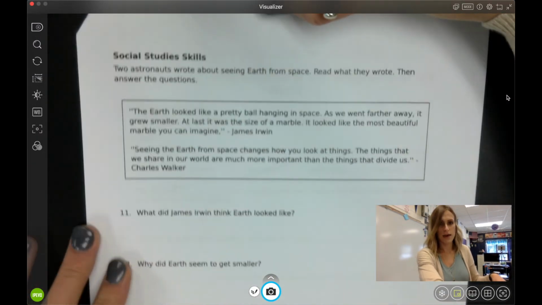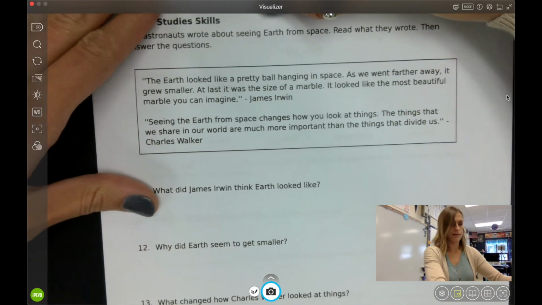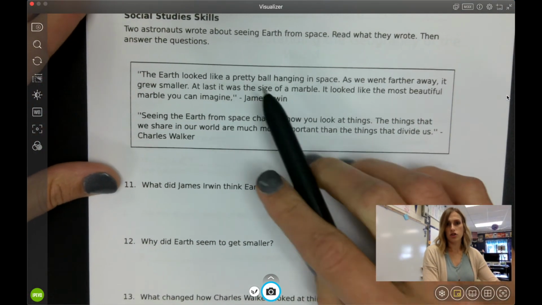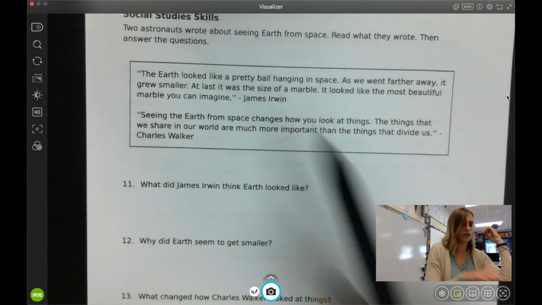For our last page, we need to read this, and then we'll answer some questions about it. All right? 2 astronauts wrote about seeing Earth from space. Read what they wrote, then answer the questions.